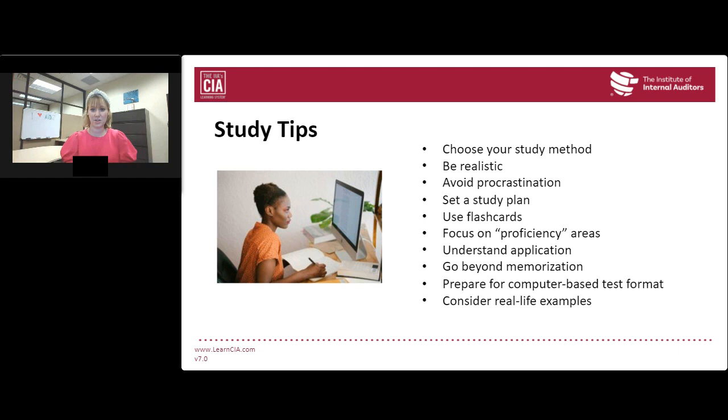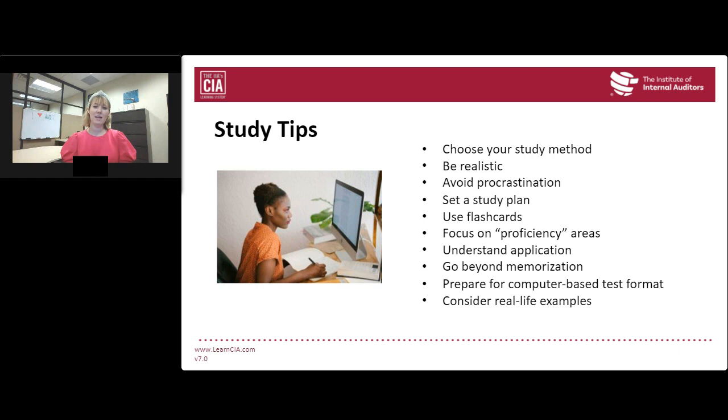Also, it's important to be realistic. I've heard people say, I'm going to sit for all three parts of the exam in 1 week, I'm going to take them all at once, and it's going to be great. I don't really need to study. That may not be realistic. Even if you have experience as an internal auditor, it's important to make sure that you're going through the content, that you are setting aside time to study, and be realistic with what you have going on in your life.